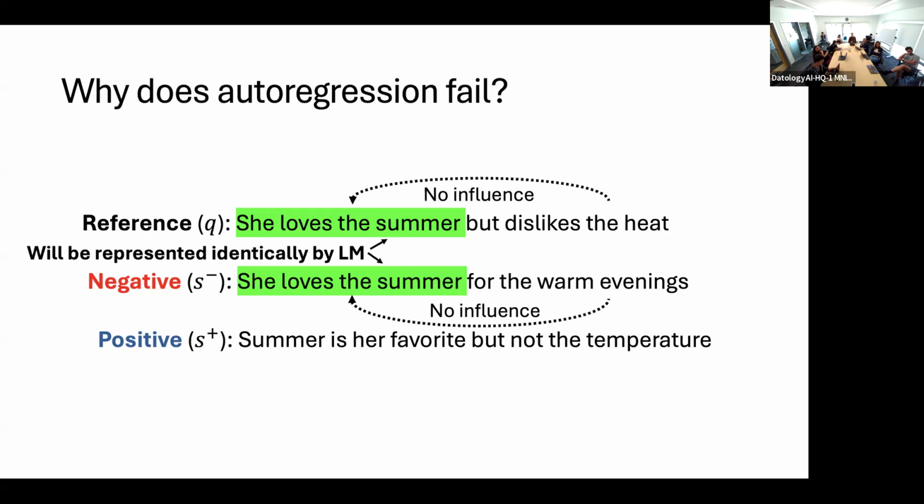And so if you have an autoregressive model, the second half of the sentence is not able to have any influence on the first half, by the autoregressive nature. And so these are going to be represented identically by the LM if you look at the embeddings of the individual tokens, like "she loves the summer." In this particular example, if you were to just run an autoregressive language model, it might overestimate the similarity of these two sentences simply because the tokens that are early in the sentence can't be influenced by the semantically different second half.